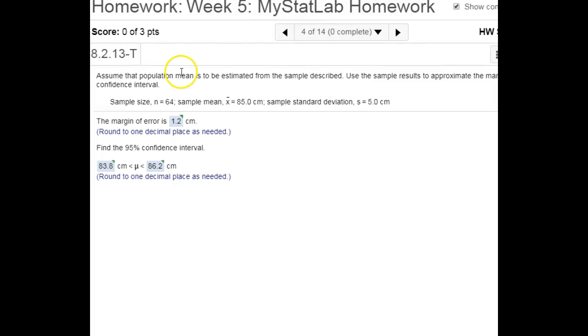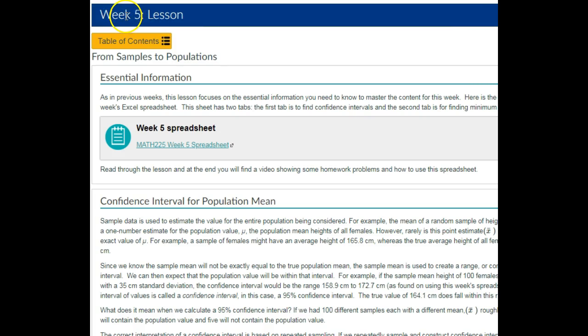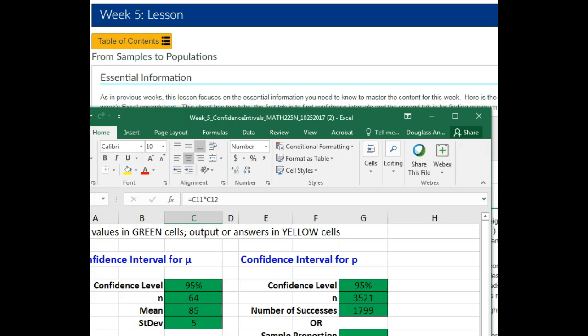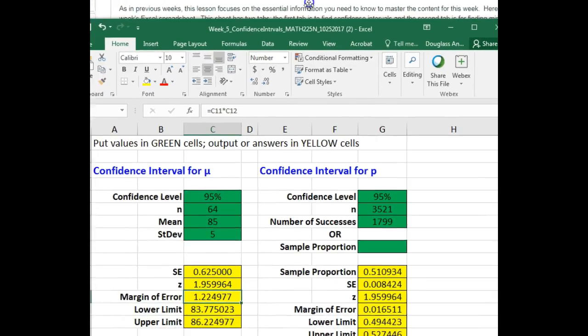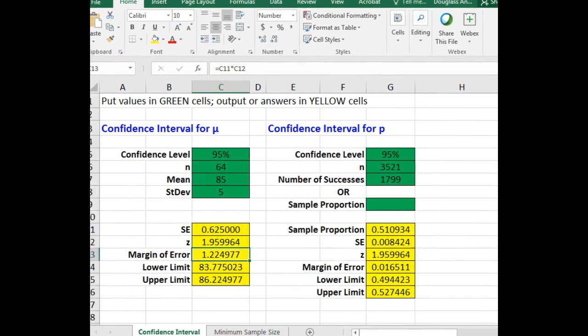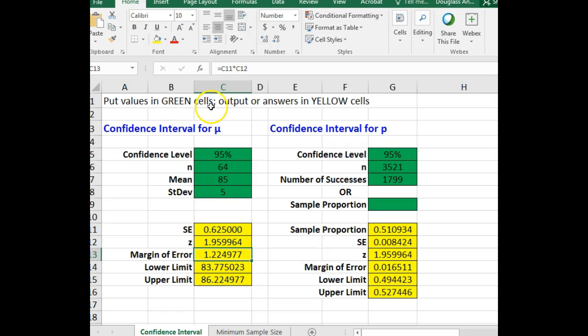So going over number 4 here from the homework, what you'll want to do is use the week 5 spreadsheet in the week 5 lesson. So click on that and open it up. And then once you have it open, you're going to put your values in the green cells for creating our confidence interval for a mean.